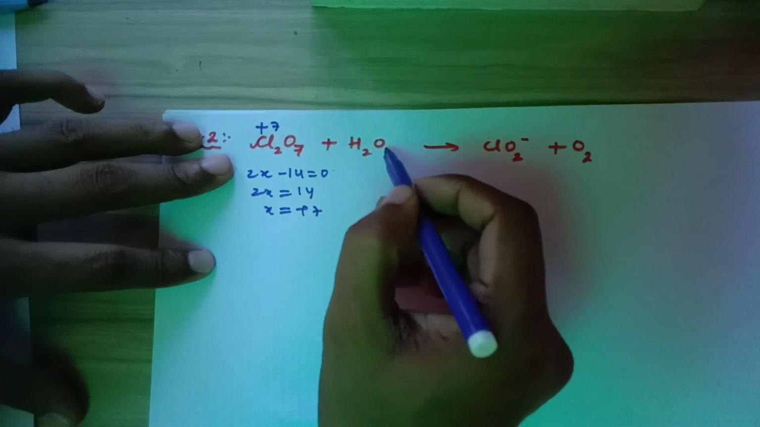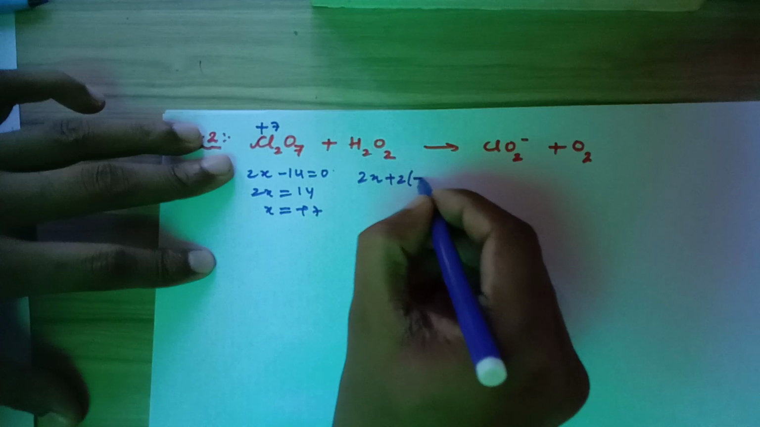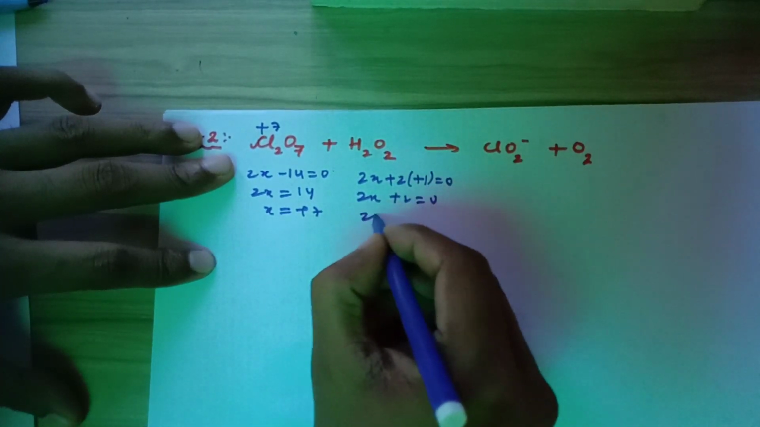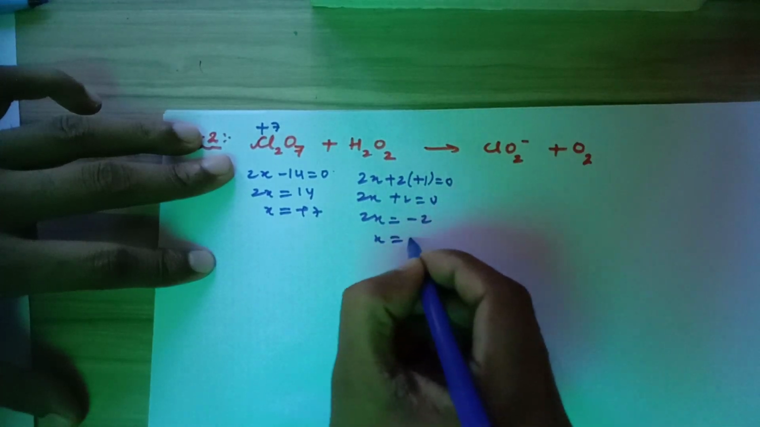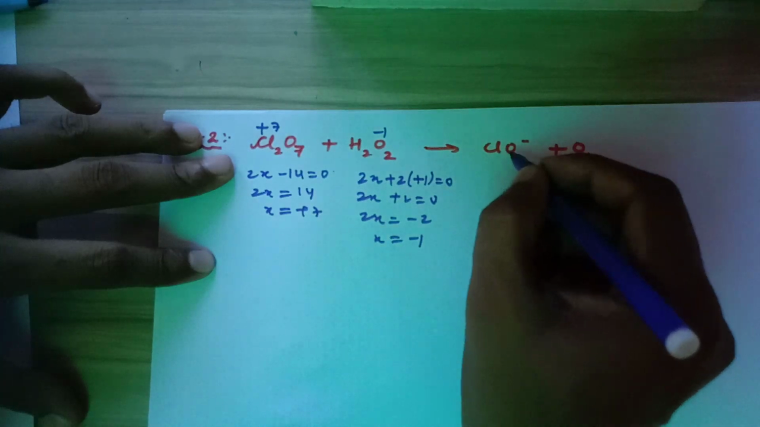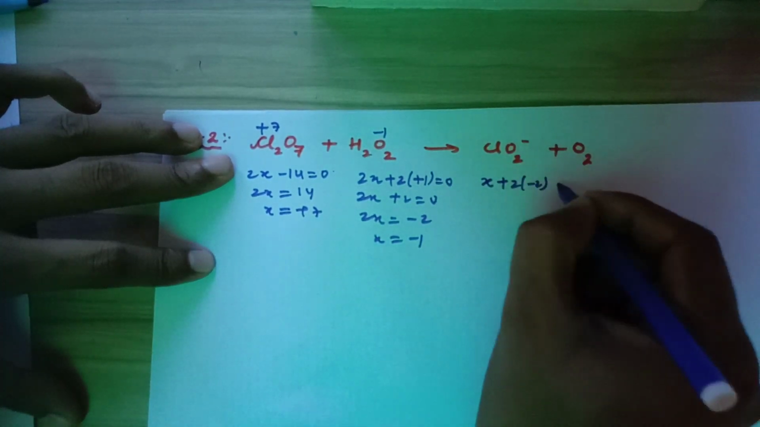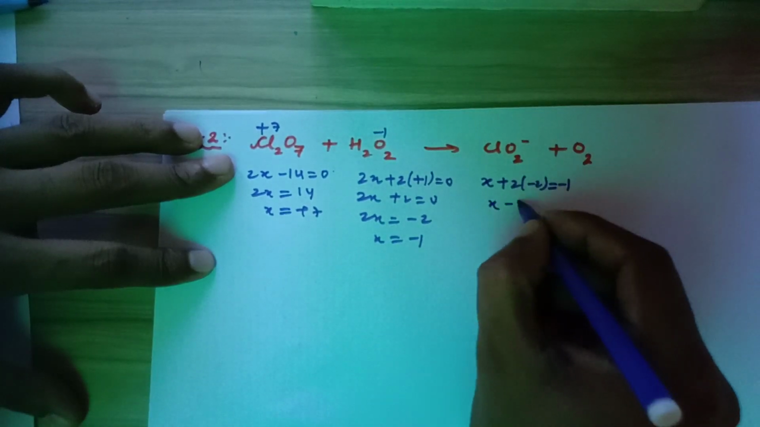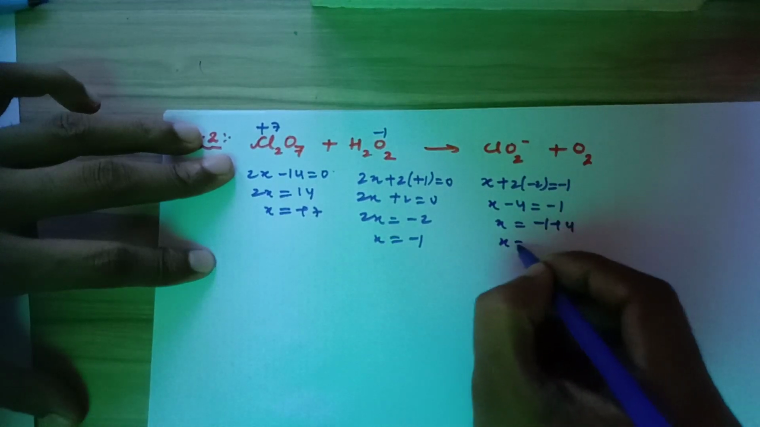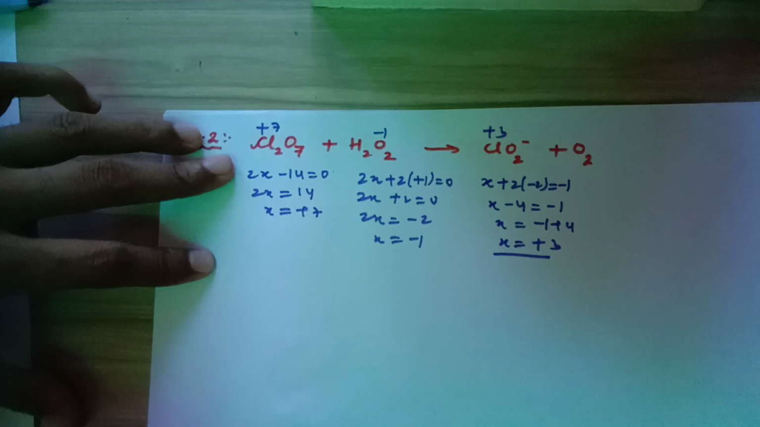Here oxygen is the central atom, so it will be 2x, and that of hydrogen is plus 1, equal to 0, so it will be 2x plus 2 is equals to 0, that is 2x is equals to minus 2, so x will be minus 1. So here oxidation state of oxygen is minus 1. Over here chlorine is x, it will be 2 oxygen, so it will be minus 2, and net charge is equals to minus 1, so x minus 4 is equals to minus 1, so x will be minus 1 plus 4, so x is equals to plus 3. So here oxidation state of chlorine will be plus 3.